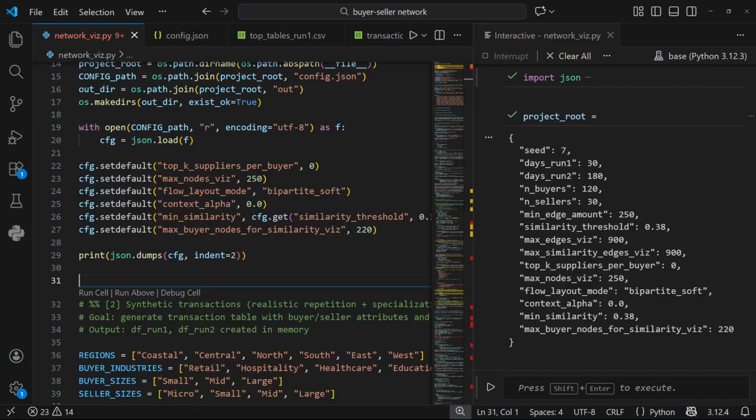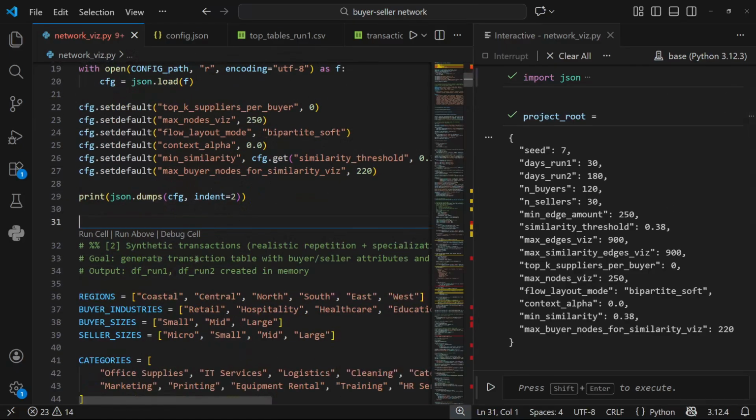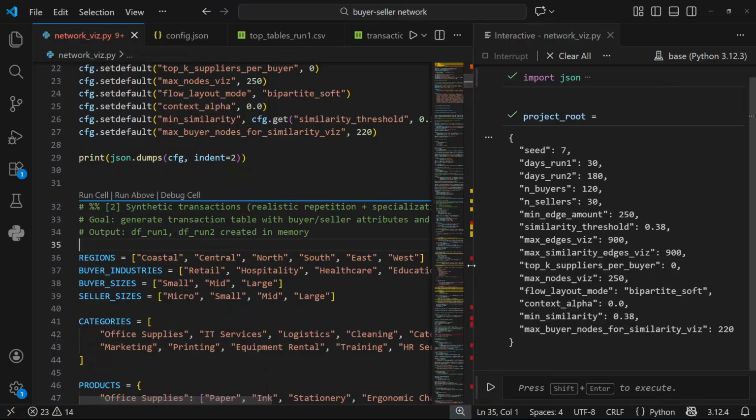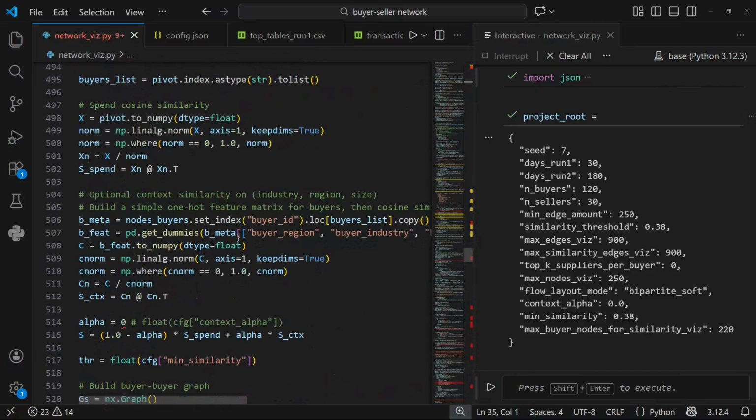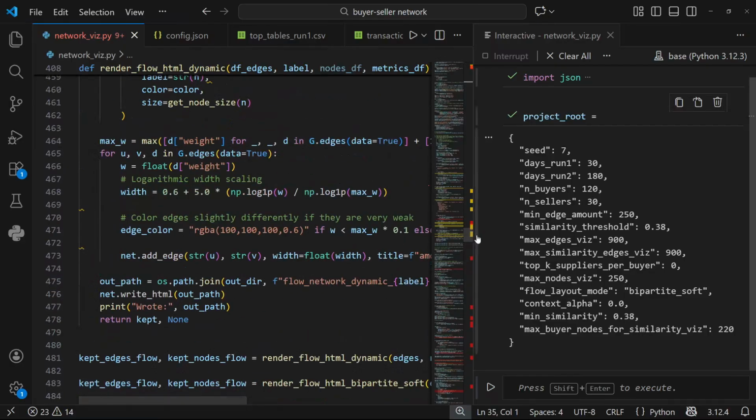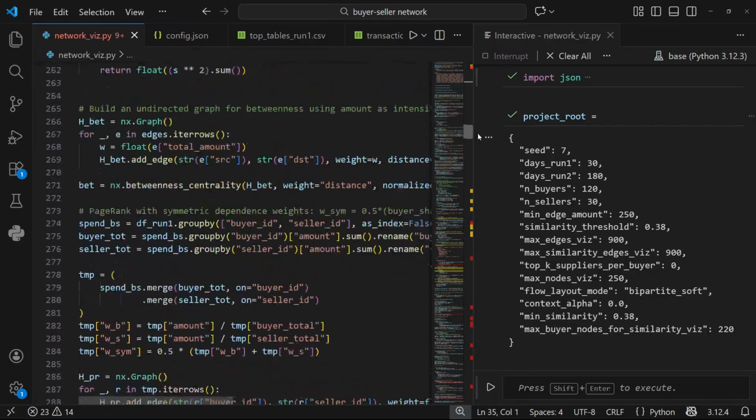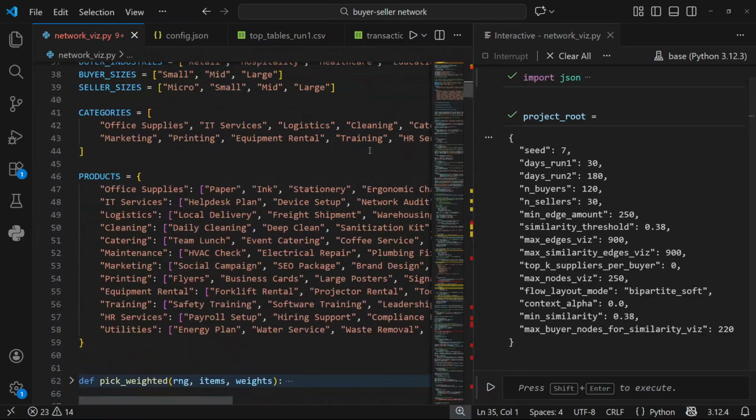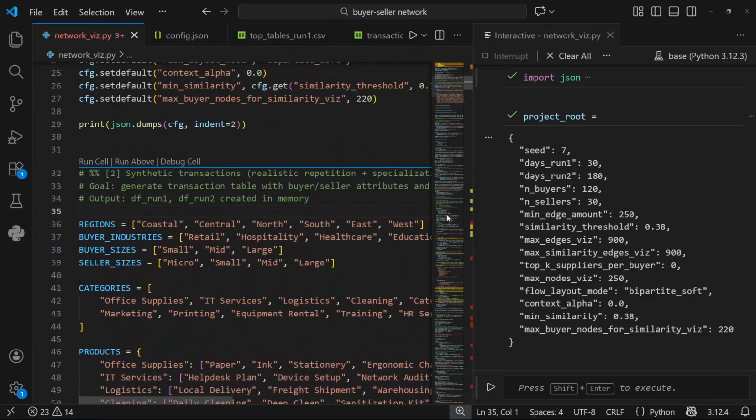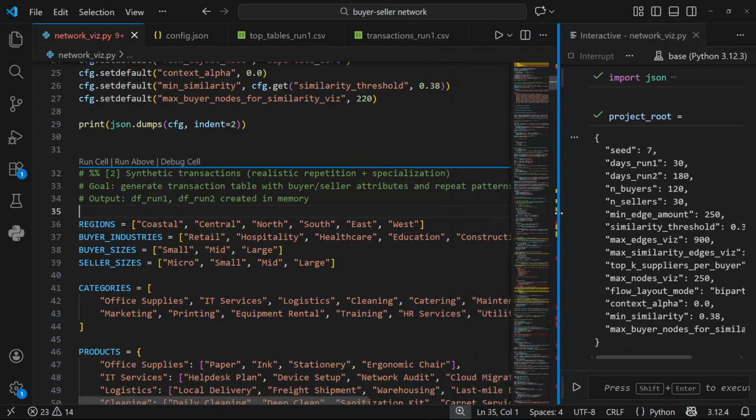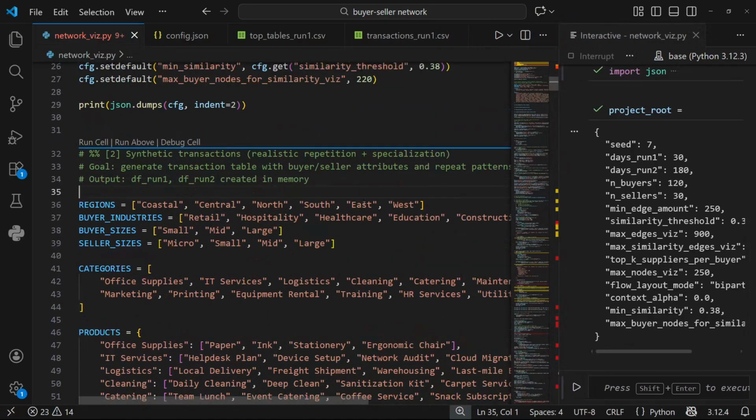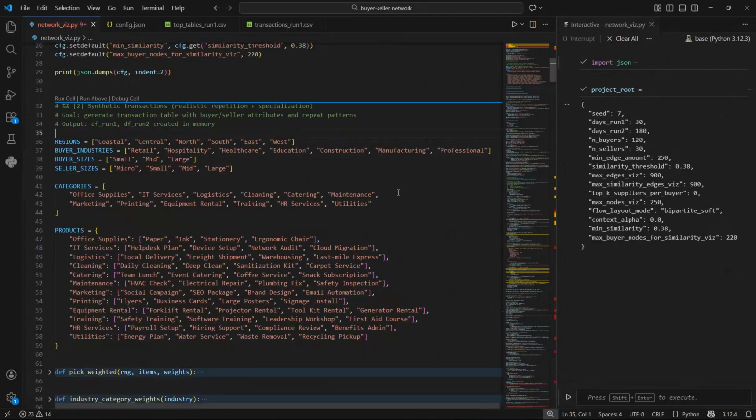Okay, so the first step in the code itself. There you go. Synthetic transaction, right? So that's where we are building our network. So what's going on in this? Let me go through them.